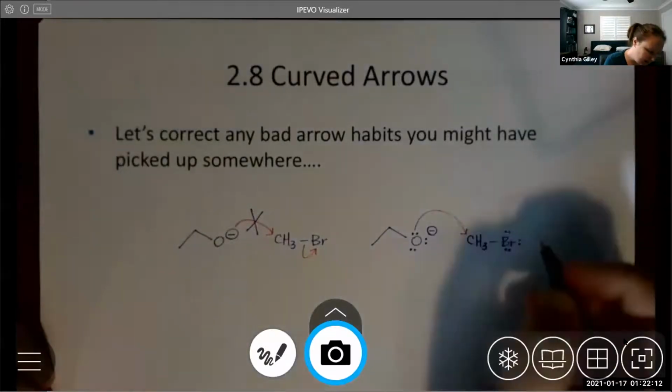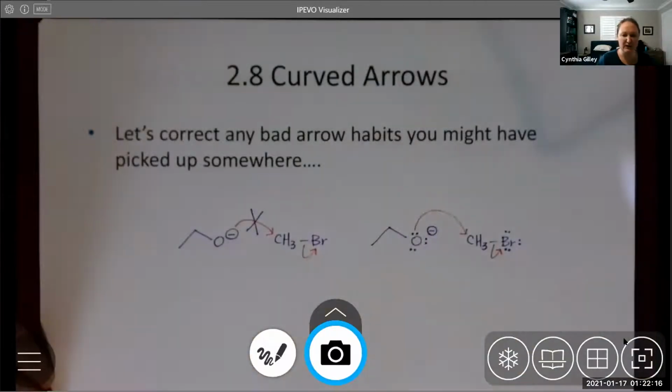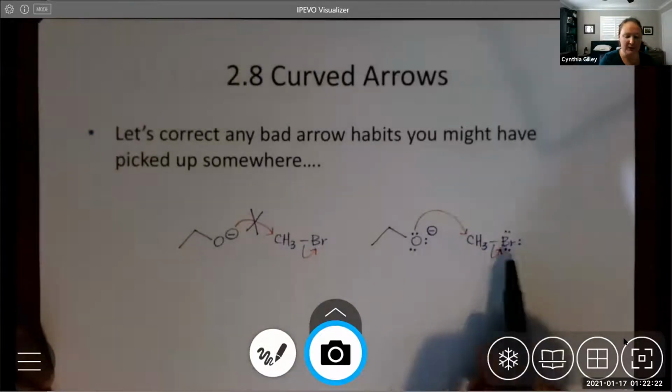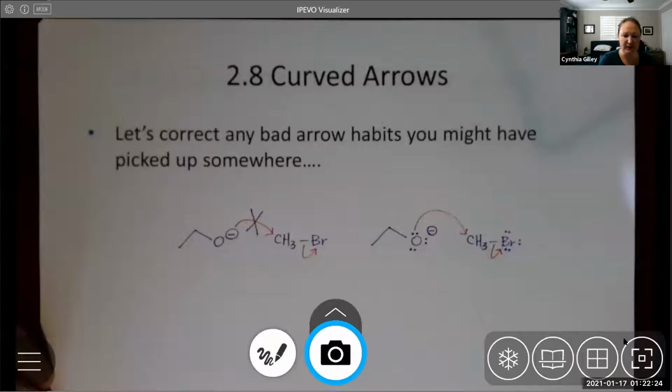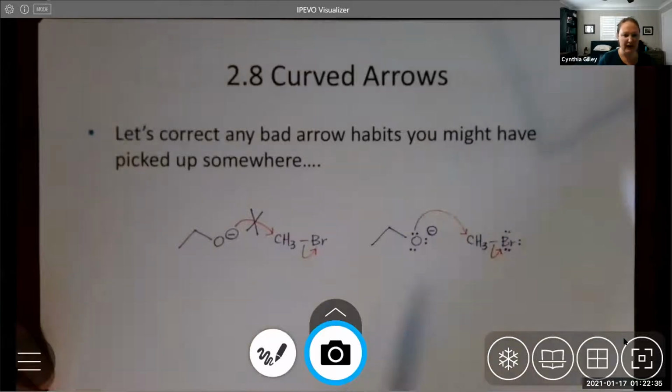The second arrow shows loss of a leaving group. So we'll start on a source of electrons. Again, we've started on this sigma bond, and we're pointing to where the electrons are going. In this case, the electrons are going onto the bromine atom as a lone pair. I like when you draw in all the lone pairs, it makes it much more clear, and you are following the rules of curved arrows.